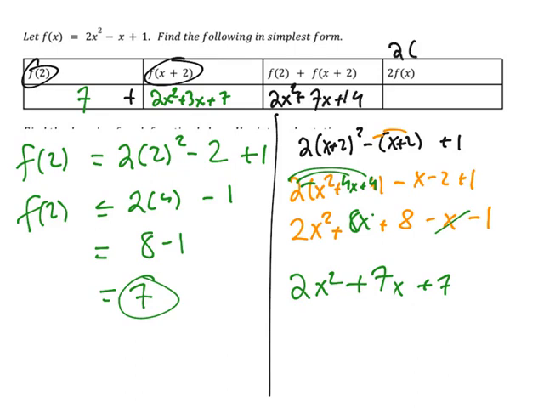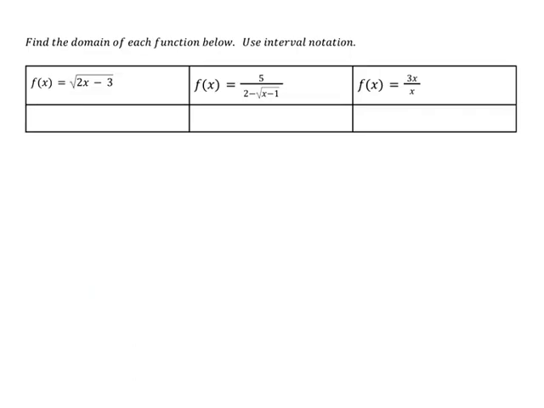And then the last one is literally just multiply everything by 2. That's going to give me 4x squared minus 2x plus 2. Okay, so composition of functions is very similar substitution.